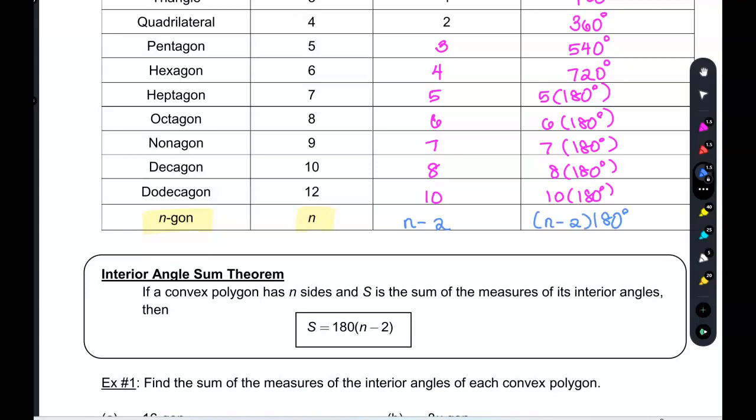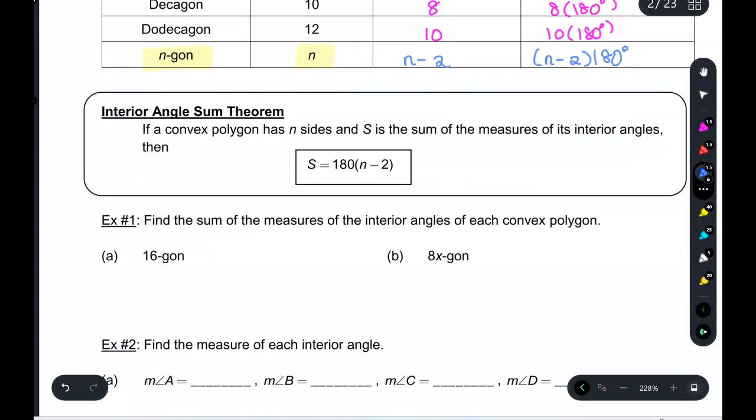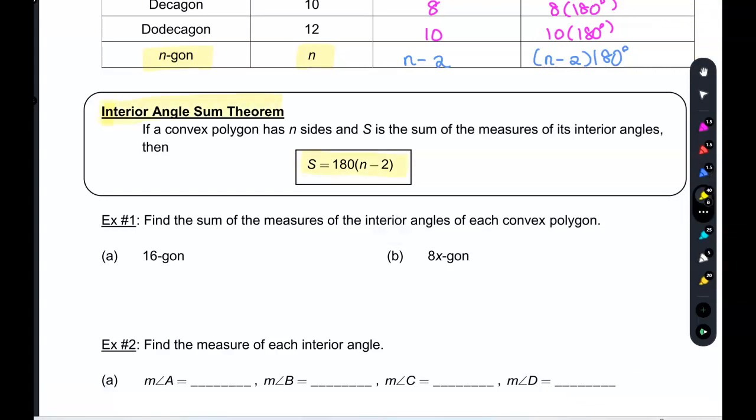So if we look at the pattern, what's the difference between the number of sides and the number of triangles? Two. It's always going to be minus 2. So if I said it was a 27-sided polygon, it would be 25 times 180. Okay, so here's our formula, S equals 180 times n minus 2. We know it doesn't make a difference what order we multiply. So S stands for sum, and n is the number of sides.